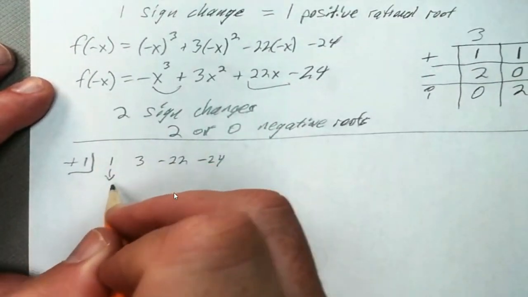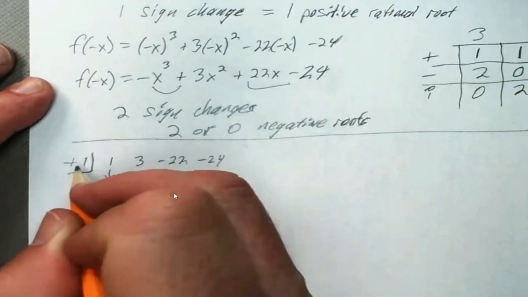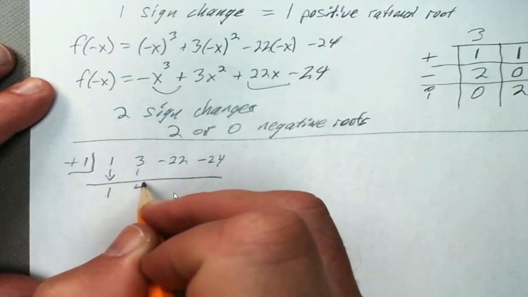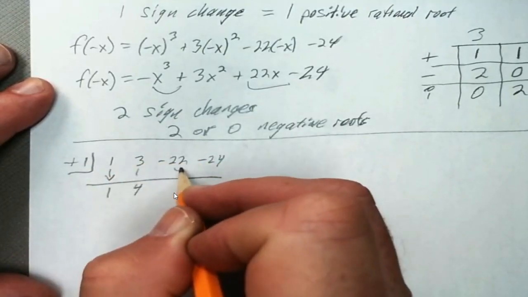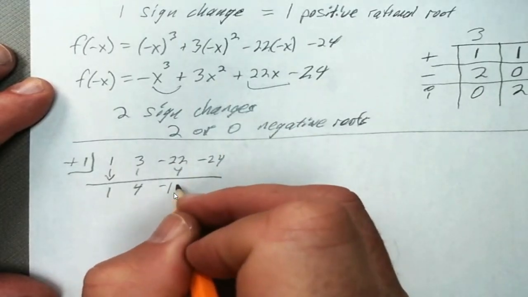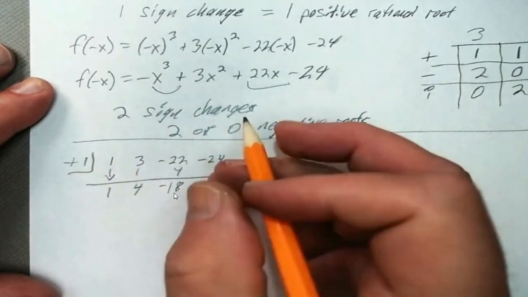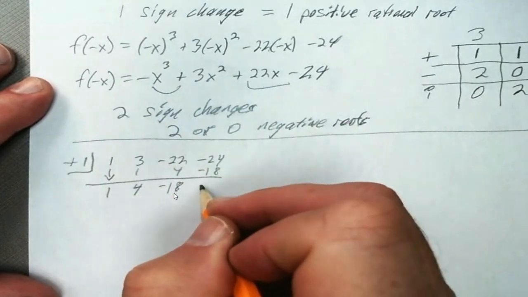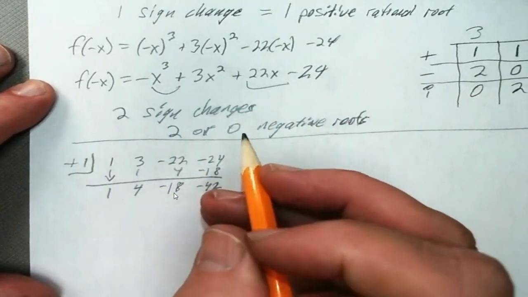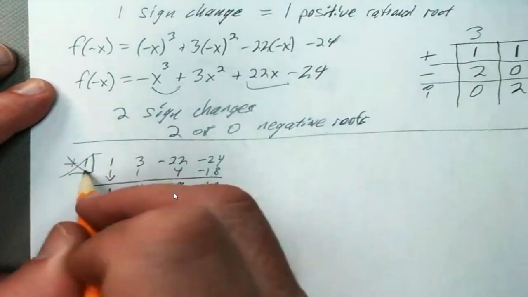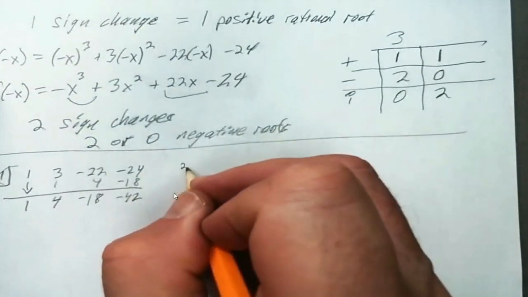Remember, bring the first one down. 1 times 1 is 1. Add those. 1 times 4 is 4. Add those. 1 times negative 18. Negative 42. 1 is not a solution. How about 2?